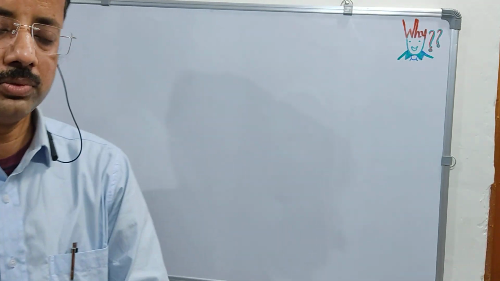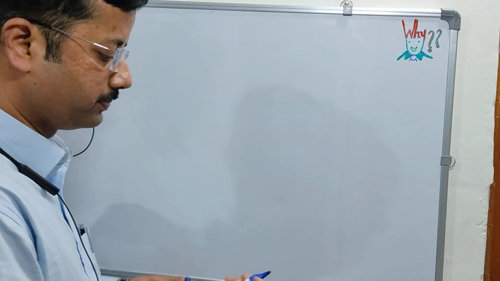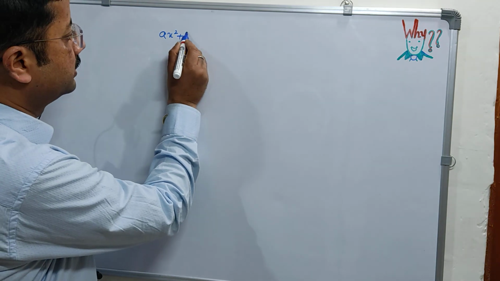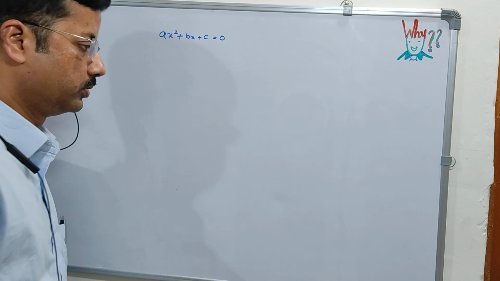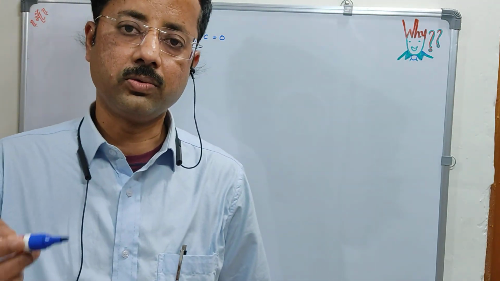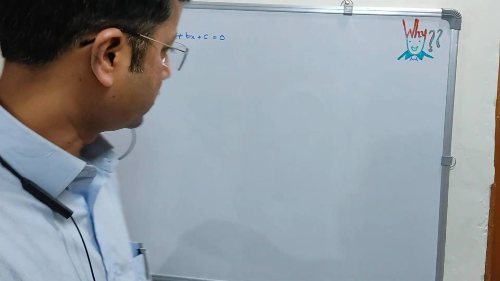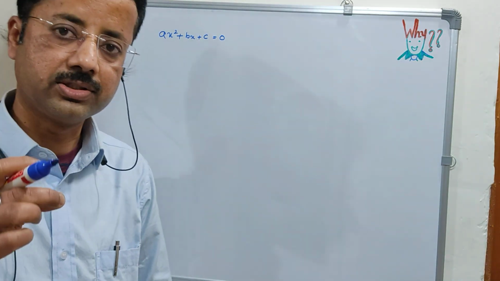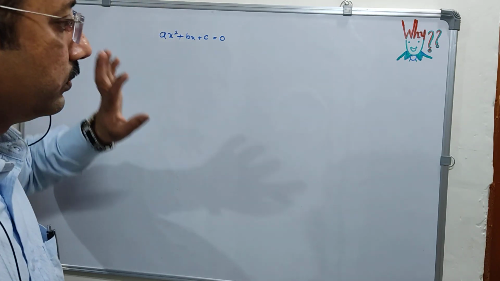Today we are going to start with quadratic equations. That is ax square plus bx plus c equals to 0. Now what we are going to do today? Today we are going to find out the values of x. How to find out the values of x, because this equation is a different type of equation which has got the power 2, that is, the variable has got the power 2.